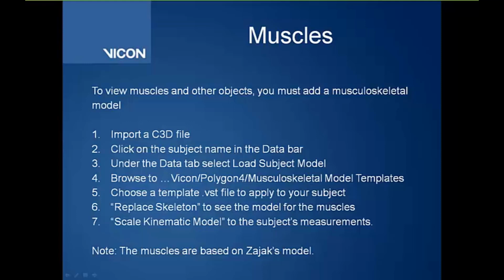There are a couple of them that come installed with Polygon in the Nexus suite, so you want to browse to that folder to find your musculoskeletal model templates. Choose which VST you're going to apply, and then you'll want to click yes on both of the pop-up boxes, replace skeleton and scale the kinematic model. Any of these muscles in this model are going to be based on Zajac's 1989 model.